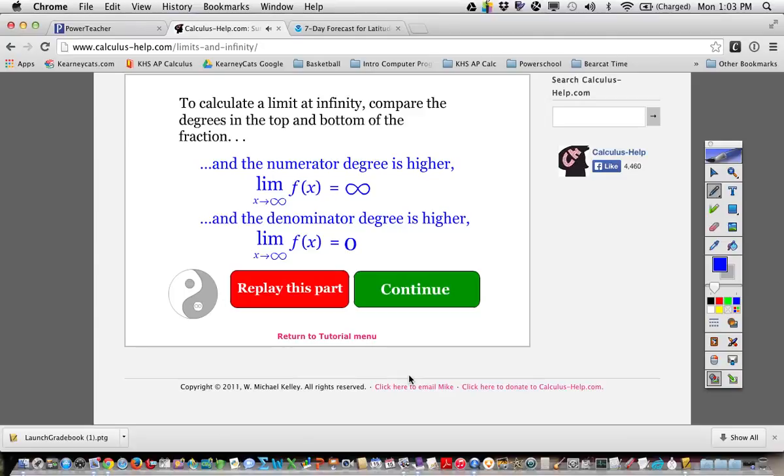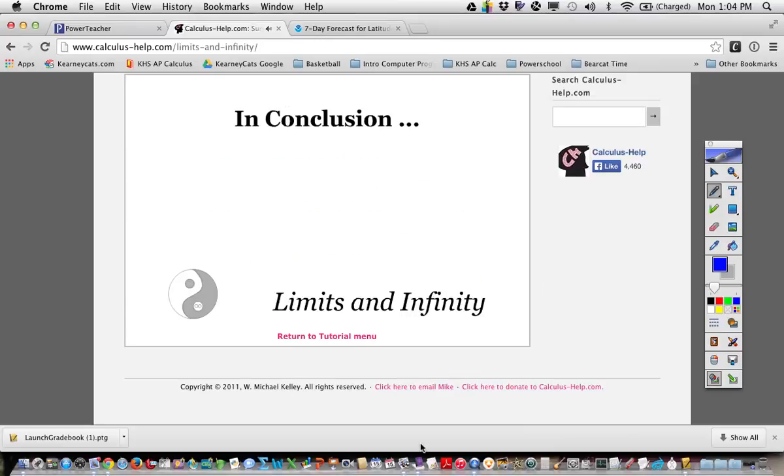Okay, so they really kind of blew through that really fast about the higher degree. But we're going to talk about that, and that's where we were talking about the rate that they get big, or how big the top is getting compared to the bottom, that kind of thing. Okay, there's one they kind of summarize here.